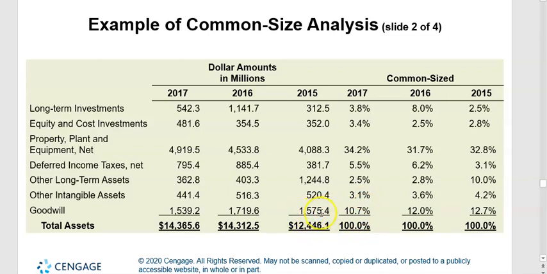So for instance, this goodwill number, let's look at that. The percentage here for 2017 would be 1539.2 divided by 14,365.6, and that gives you 10.7%. Okay, so it's the individual number divided by total assets, and that's how they got all of these percentages. All right, so long-term investments for 2017, the 3.8% was 542.3 divided by 14,365.6, and that's how they got the 3.8%.